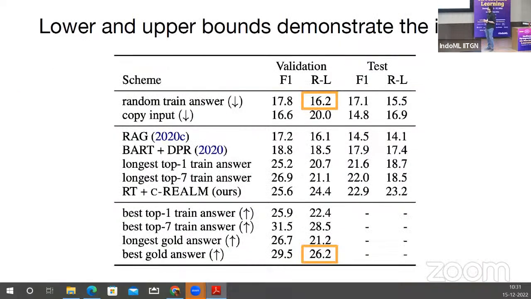So this is another slide showing that Rouge is just not a meaningful metric. A random training answer gives you a Rouge score of 16 on the validation set. The best human written answer, like the most upvoted answer on Reddit, only gets you 26. So you can see that there's a very small range in which you can make progress here.